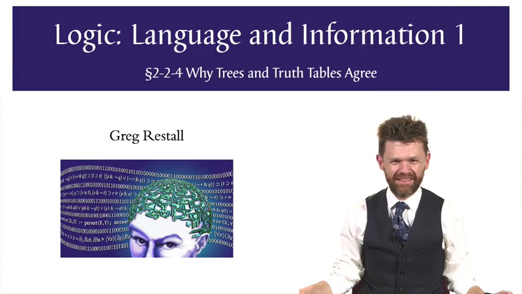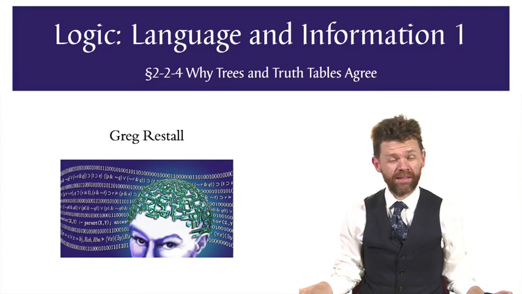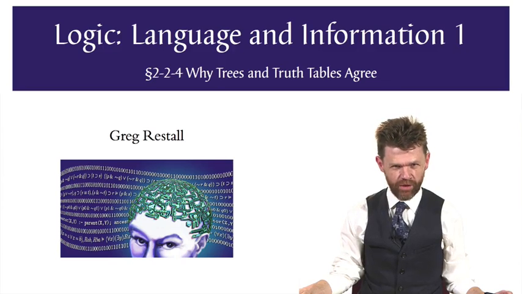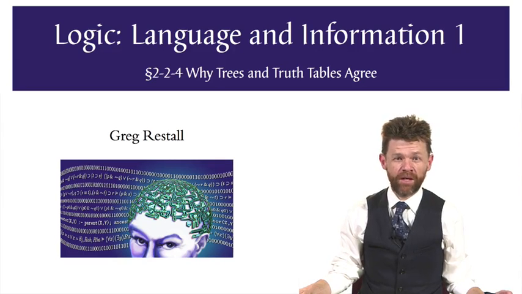This is the last lesson in the core section of Logic, Language, and Information 1. We've learned about the language of propositional logic. We've learned about meaning or semantics for propositional logic, interpreting formulas in truth tables and using these interpretations to analyze formulas and relationships between them. And we've learned about one kind of proof for propositional logic, proof trees.